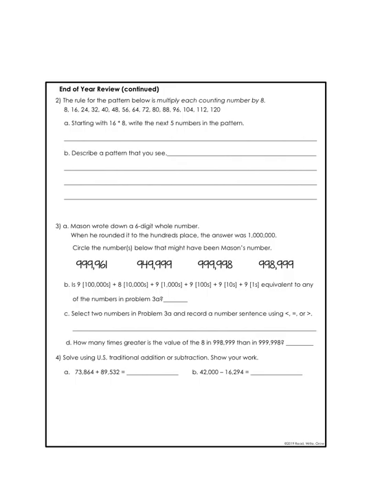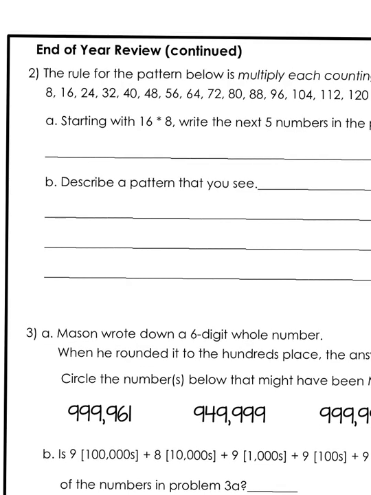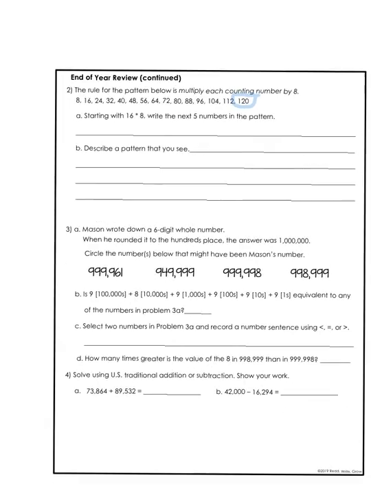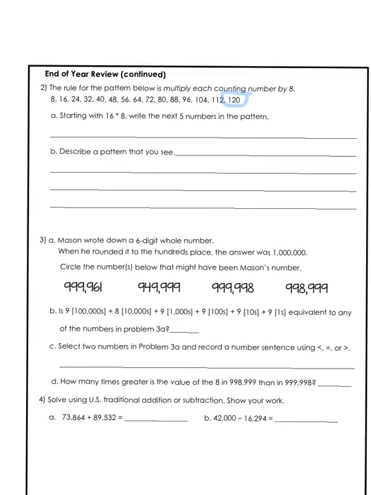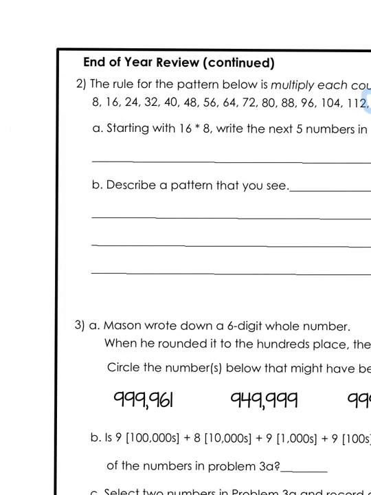So if you were to skip count by 8, starting at 8, you would go 8, 16, 24, 32, 40, and so on. Okay? And where they stopped was right here with 15 groups of 8. So if you add 8 to itself 15 times, you will get 120. Now then, starting with 16 times 8, write the next 5 numbers in the pattern.